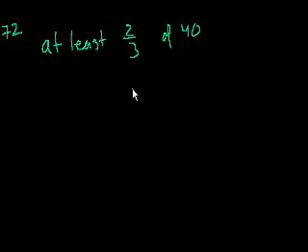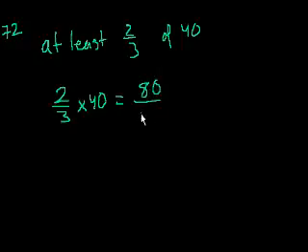So essentially they're saying, what is the least number that we need to have it pass? And then 40 minus that is the greatest number that could vote against it. So we have to have at least 2/3 of 40. So what's 2/3 times 40? Well, that's equal to 80 over 3.